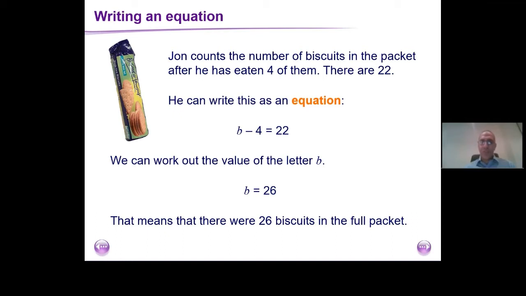So a letter minus a number, or a number minus a letter, equals another number or a letter. It will automatically be called an equation. Okay, so those are the big 2 differences there between an expression and an equation. So that means there were 26 biscuits in the full packet.